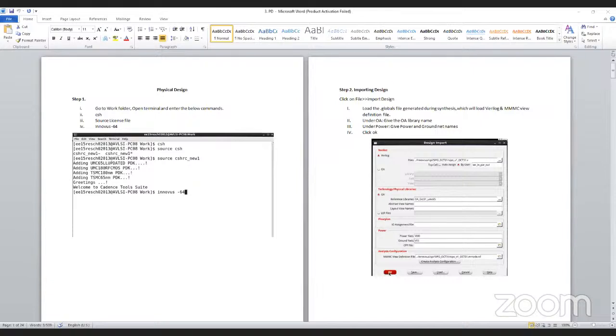The next step of physical design is floor plan. What is floor plan? I have explained it. Someone can type in the chat: what is floor plan in physical design? This is the immediate step after synthesis.